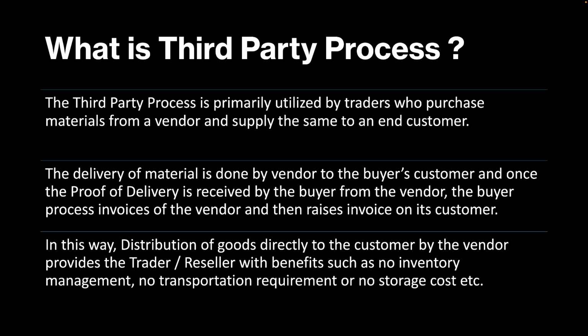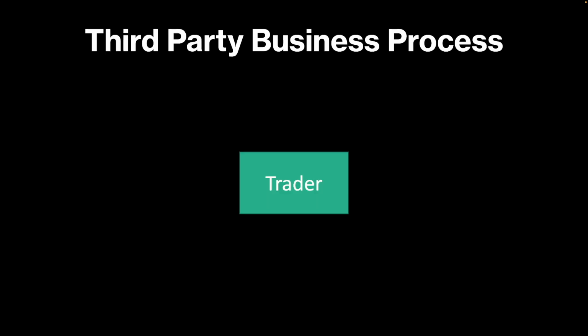The delivery of material is done by vendor to the buyer's customer, and once the proof of delivery is received by the buyer, then the buyer will process invoice of the vendor and then raise invoice on its customer. So in this way, the distribution of goods directly to the customer leads to various benefits such as no inventory management, no transportation requirement, and no storage costs. So let's now understand the business process.